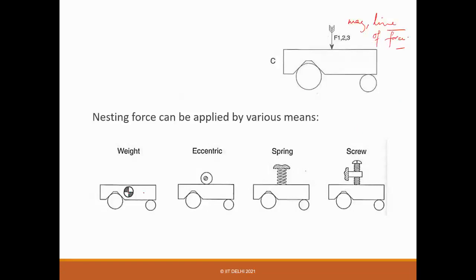Of course, if you have eccentric weight, the weight of this bar itself, now weight mg, can also provide you enough nesting force. In many designs, you have these eccentric cams. You can either use weight or eccentric weight. So you can put additional weight to achieve that.